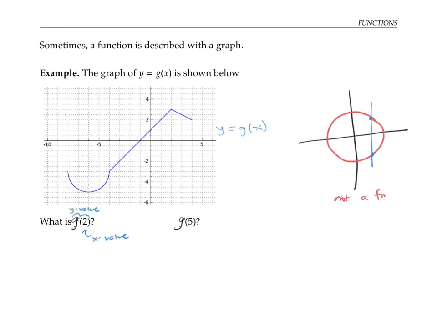So I look for 2 on the x-axis and find the point on the graph that has that x value right here. Now I can look at the y value of that point. Looks like 3. And therefore, g of 2 is equal to 3. If I try to do the same thing to evaluate g of 5, I run into trouble. 5 is an x value. I look for it on the x-axis, but there's no point on the graph that has that x value. Therefore, g of 5 is undefined, or we can say it does not exist.